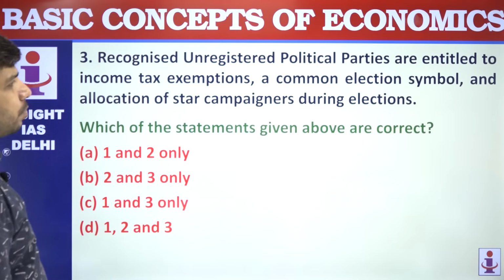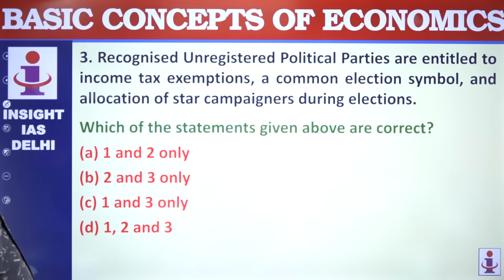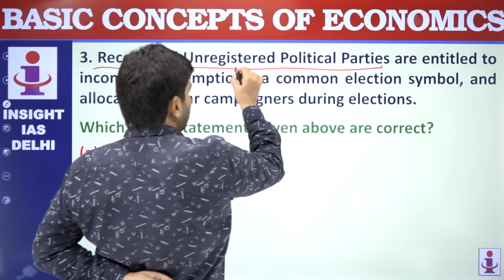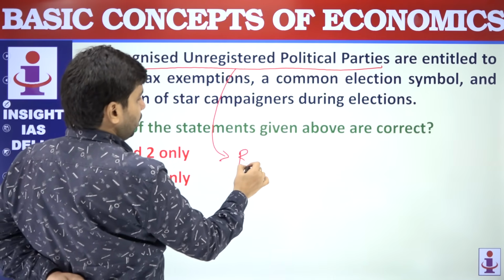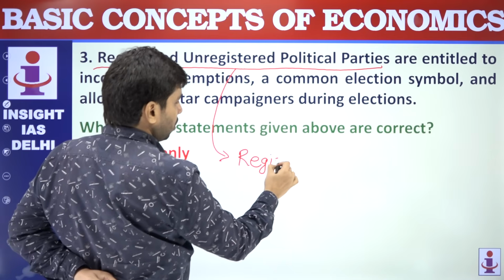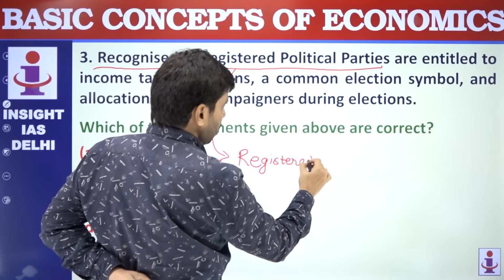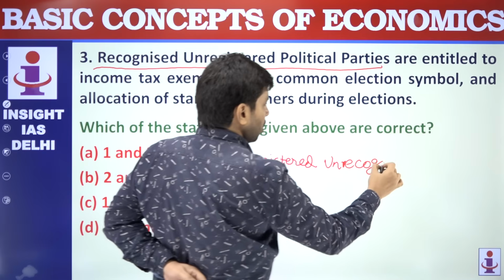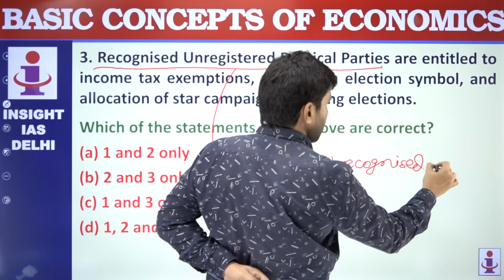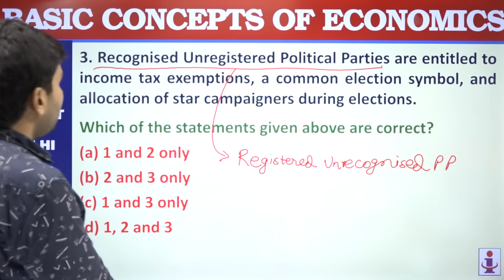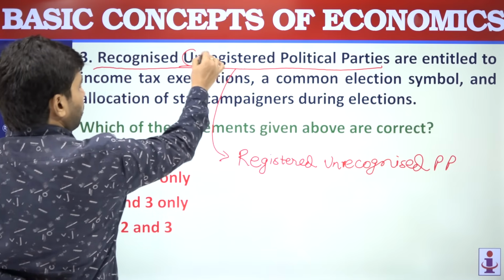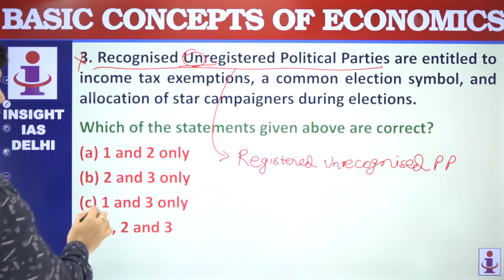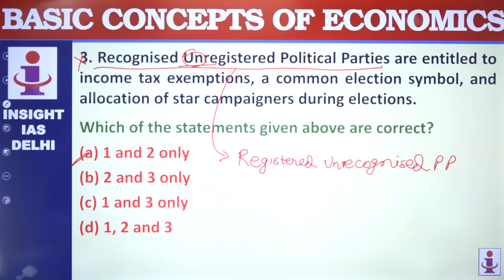Recognized unregistered political parties are entitled to income tax exemptions. You will have to be very careful here, because it is saying recognized unregistered political parties. Actually, it is registered unrecognized. It is saying here recognized unregistered, but the actual term is registered unrecognized. So that makes this statement not correct. Only 1 and 2 are correct statements.